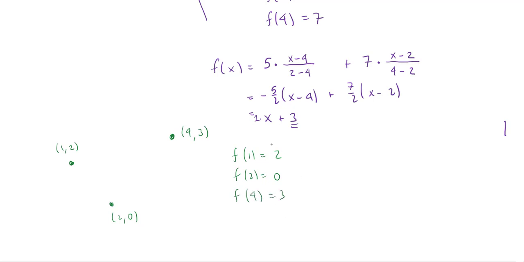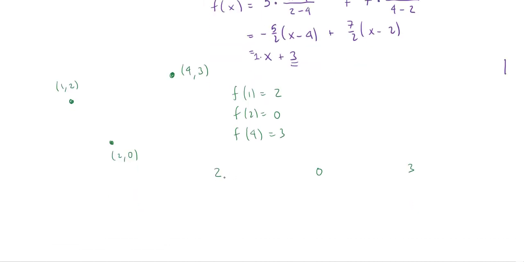I'm going to take these outputs, and just like I did up above, I'm going to write them out. So I have a 2, I have a 0, and I have a 3. Okay. Now, I know that when x is equal to 1, I want my output to be 2, which is given right here.